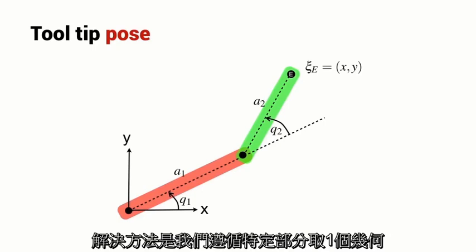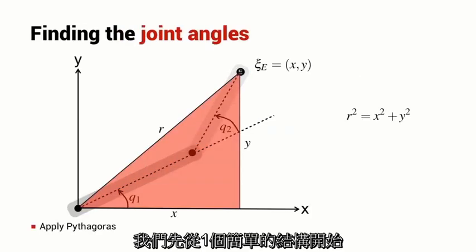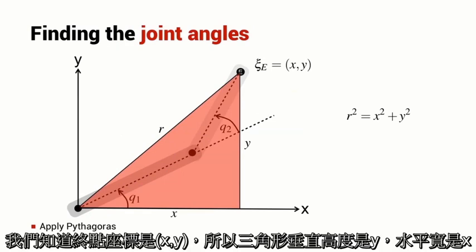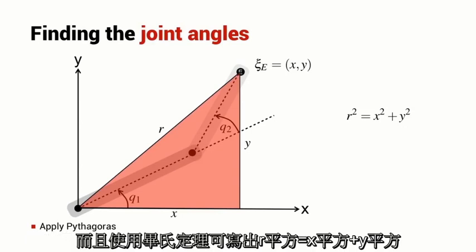The solution that we're going to follow in this particular section is a geometric one. We're going to start with a simple piece of construction. We're going to overlay the red triangle on top of our robot. And we know that the endpoint coordinate is x, y, so the vertical height of the triangle is y, the horizontal width is x, and using Pythagoras' theorem, we can write r squared equals x squared plus y squared.